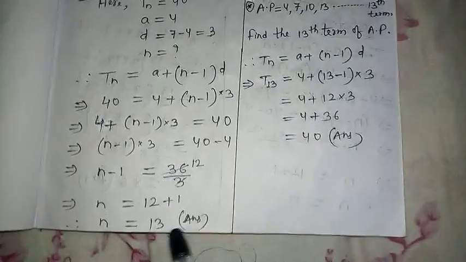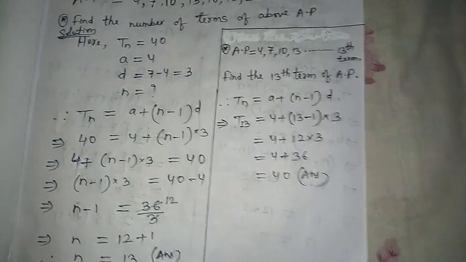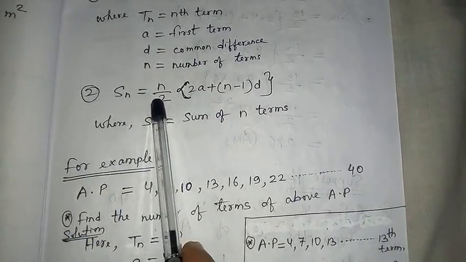So you understood now. Which term is 40? The 13th term is 40. What is the 13th term of this series? The 13th term is 40. I hope you are understanding. Now I will explain the second formula, Sn, that is, the sum.